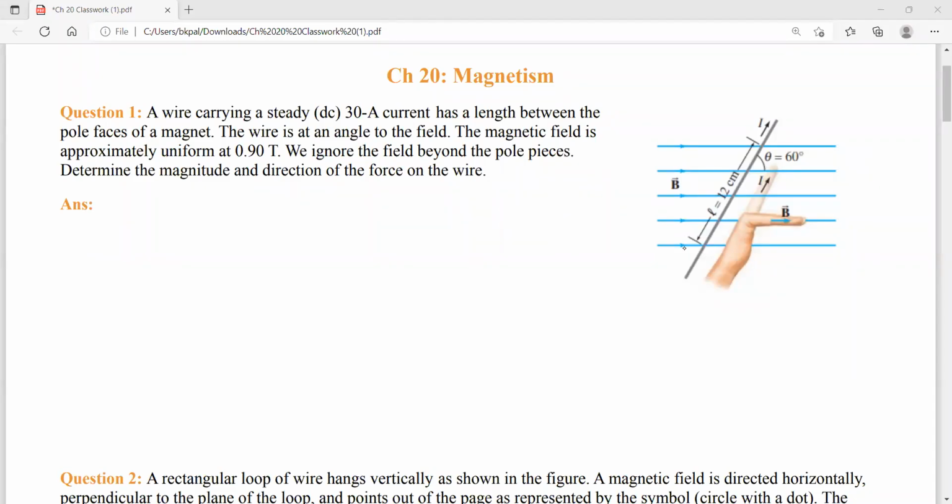All right, so let's start the classwork problem for chapter number 20. Let's start with question number 1. What we are given here.